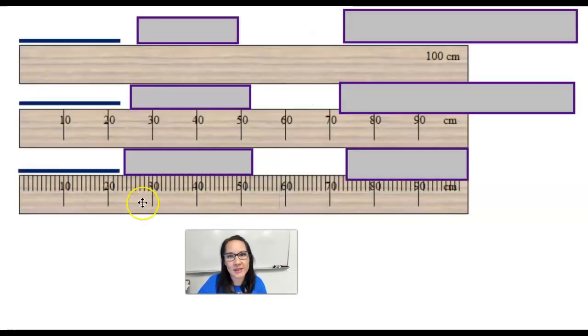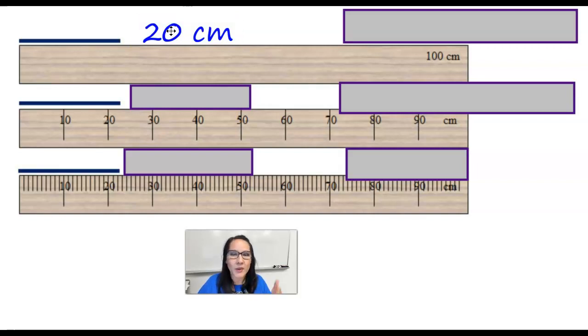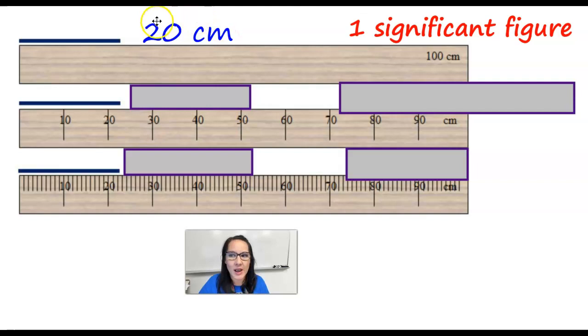If I were to look at these example rulers, notice the first ruler, I have no markings between 0 and 100. So I am basically estimating right off the bat that maybe this is about 20 centimeters in length. So my significant figures are everything that I know precisely plus one estimated or guessed digit. Since the 2 in my 20 is already my guessed digit, there is only one significant figure in this number, and that would be the 2.